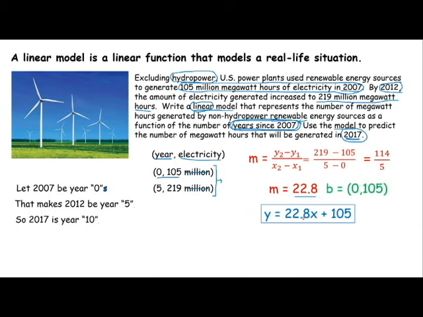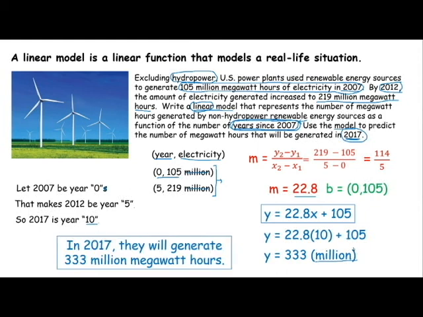This tells me that we're going to generate y amount of electricity in year x. So 22.8 million megawatt hours of energy for every extra year, plus the 105 million when I start. So let's go ahead. The problem says predict what's going to happen in the year 2017 or in year 10. So I plug in year 10. And I get 333, making sure that I put my million megawatt hours onto the end. In 2017, they will generate 333 million megawatt hours of electricity.